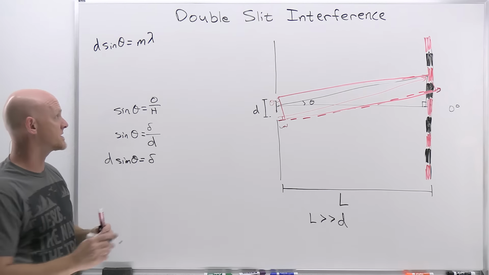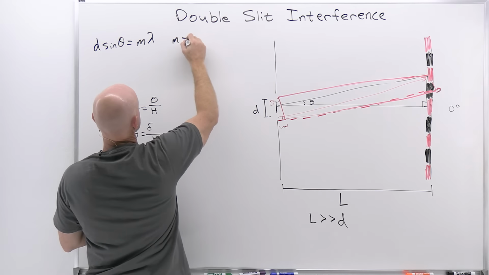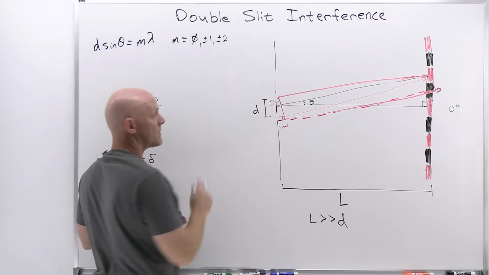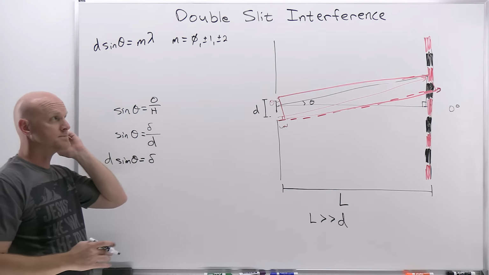And that is the condition for constructive interference. M here is often referred to as the order. It could be 0, plus or minus 1, plus or minus 2, so on and so forth, any integer value.